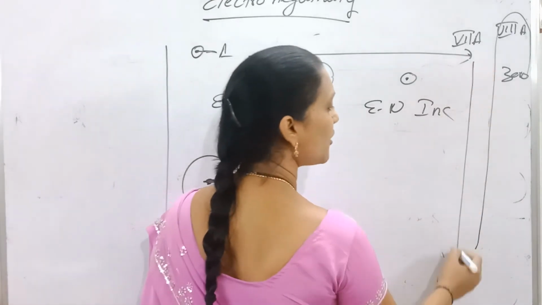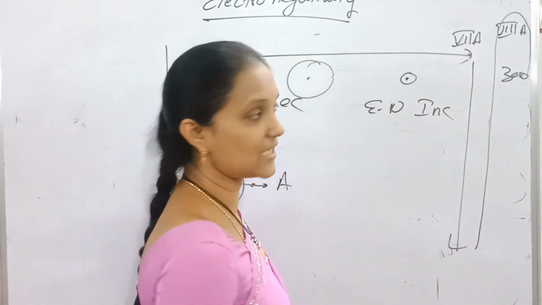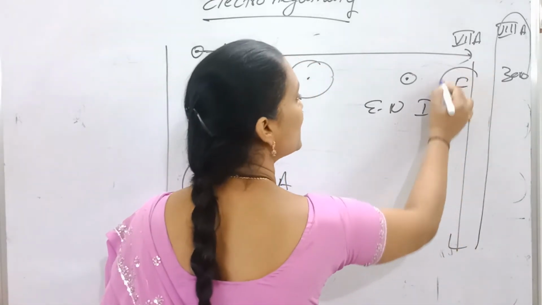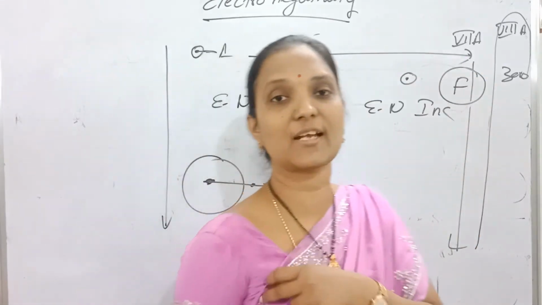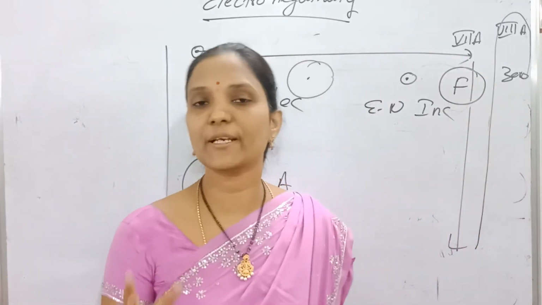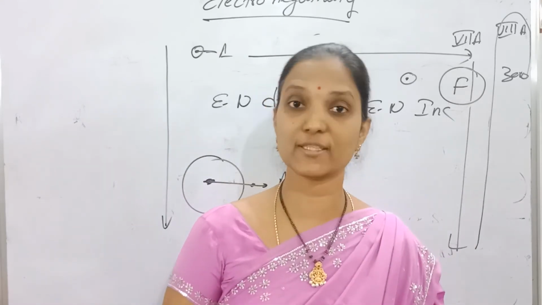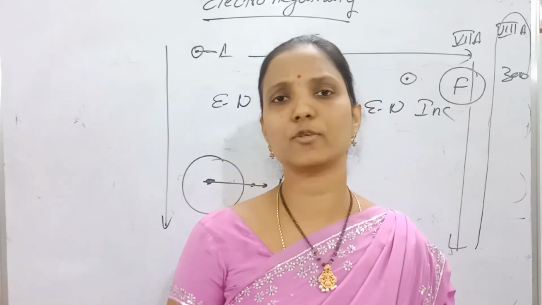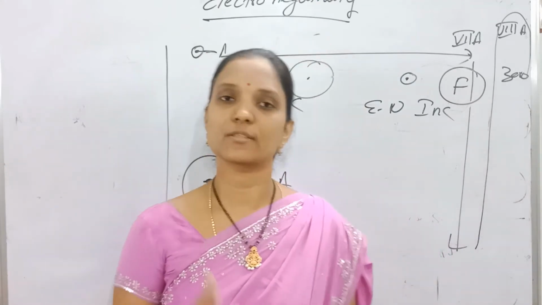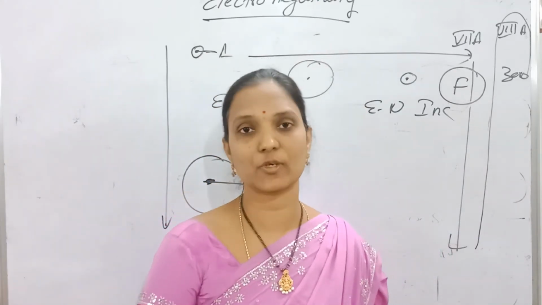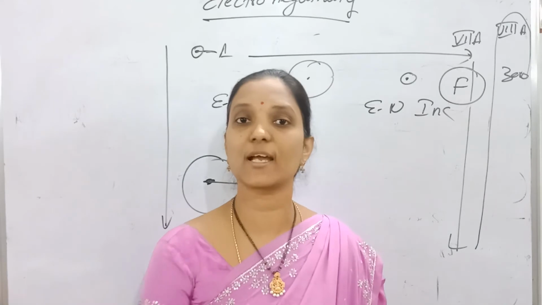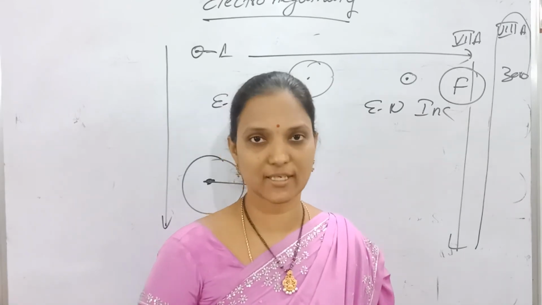In 7A also, down the group electronegativity decreases. So what is the element with the highest electronegativity? Fluorine. So in the complete periodic table, the element with the highest electronegativity is fluorine. Fluorine, next oxygen, next nitrogen. Nitrogen and chlorine are almost similar. That is the electronegativity periodicity: down the group it decreases and in a period from left to right it increases.